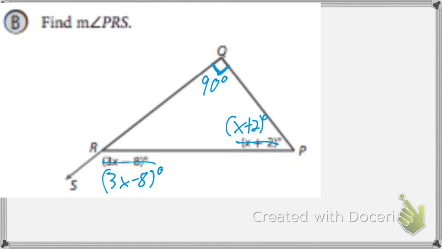Let's go with Aiden. 92 plus x equals 3x. Okay, so you just jumped the gun and said 90 plus 2 is 92, but it's 92 plus x equals 3x minus 8.